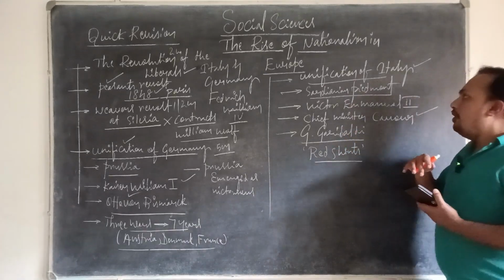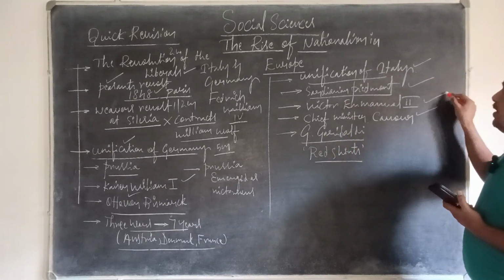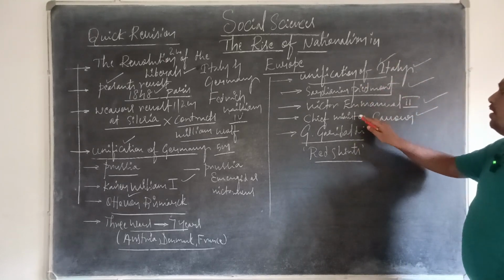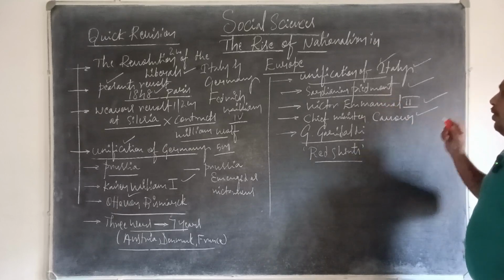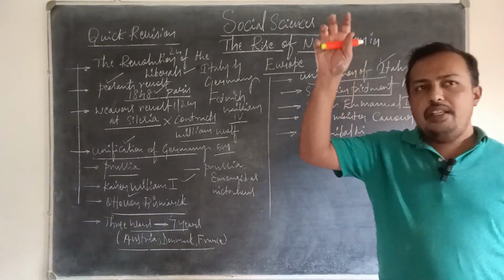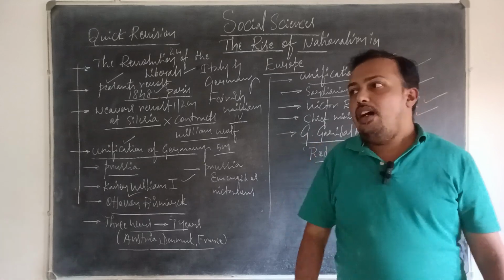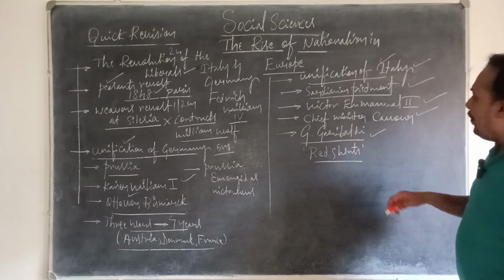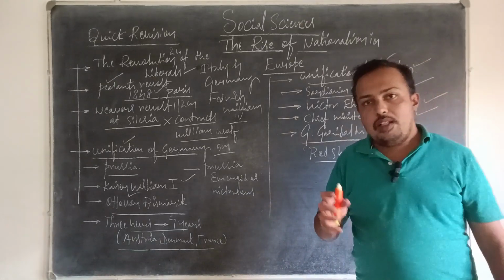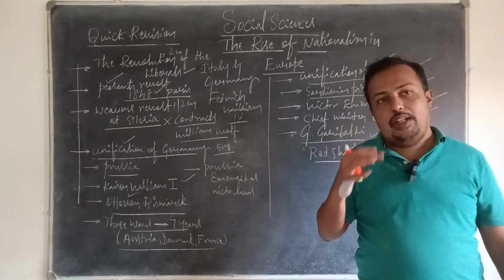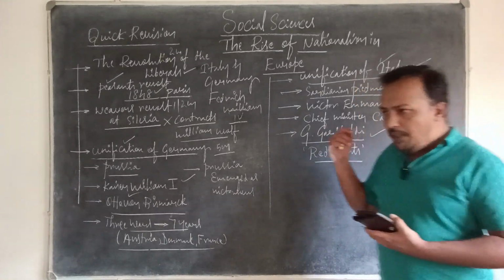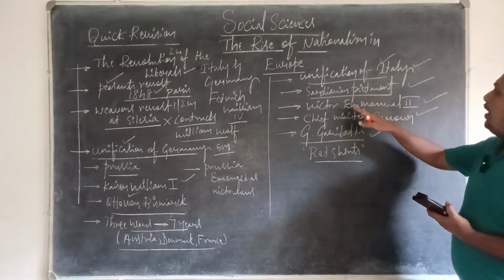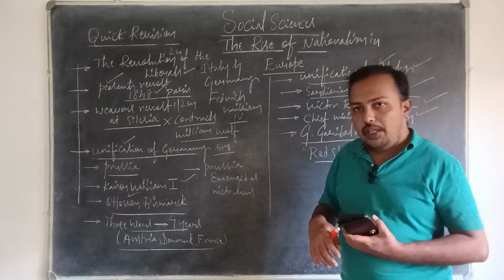So here we have to remember the names: Sardinian Piedmont; Victor Emmanuel II, the king of Sardinian Piedmont during the process of unification of Italy; the chief minister Cavour, who played a role in merging the northern territories into Italy; and Garibaldi, who with the help of the red shirts, the army of volunteers, was able to merge the southern provinces of Italy. After the complete formation of Italy, Victor Emmanuel II became the emperor of Italy.